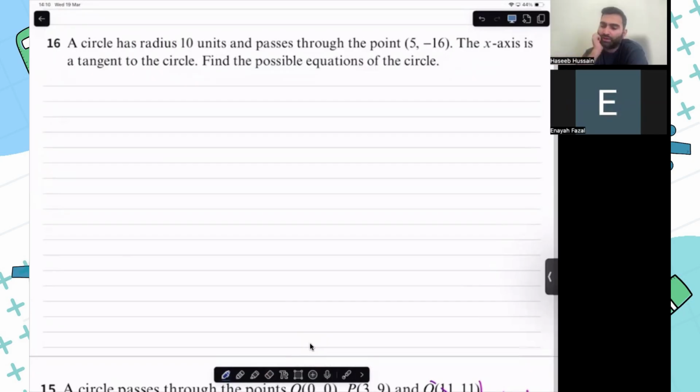Okay, so a circle has a radius of 10 units and passes through the point (5, -16). The x-axis is tangent to the circle. Find the possible equations of the circle. Okay, the x-axis is tangent to the circle.